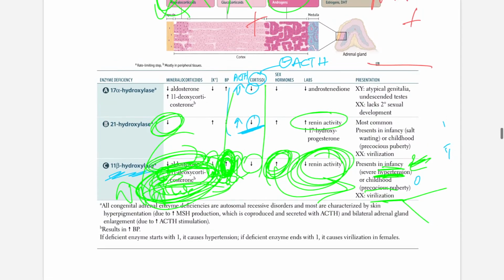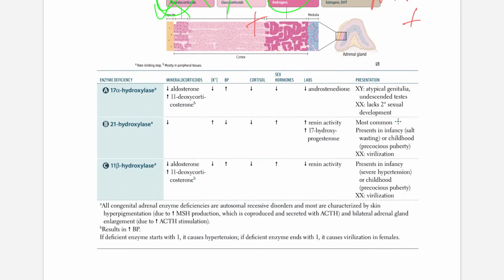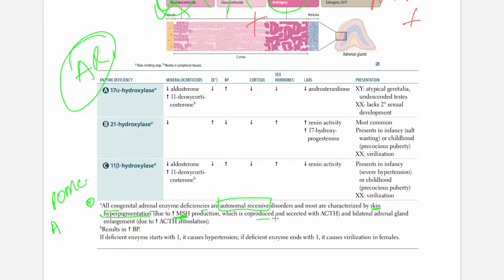Okay, now let's take a look at the mnemonic and finish this topic. If you look at all the congenital adrenal enzyme deficiencies, they are autosomal recessive. So all of these are AR, autosomal recessive, one thing. Second thing is, most are characterized by skin hyperpigmentation. And if you recall, why do we have that? We said when you stimulate that POMC, that is going to cause increase in MSH, which is co-produced and secreted with ACTH.